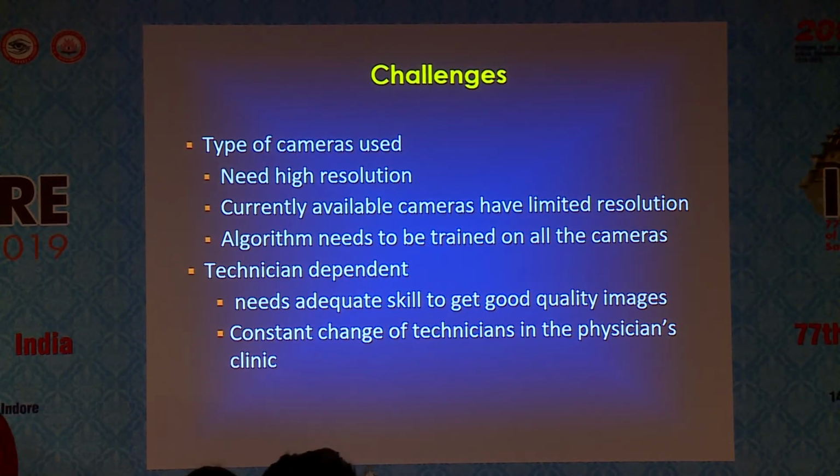Still we need very good high resolution cameras, and currently they are available. The algorithms need to be trained on all cameras, as I was mentioning earlier. And of course the technician needs adequate skill to get good quality images, but today there are a few cameras which are automated, though they are still expensive. There is no role for the technician other than just entering the data that anybody can do, and the camera itself automatically focuses on the different areas for the patient to see, and then we get very good high resolution images even with a 2.5 millimeter pupil.